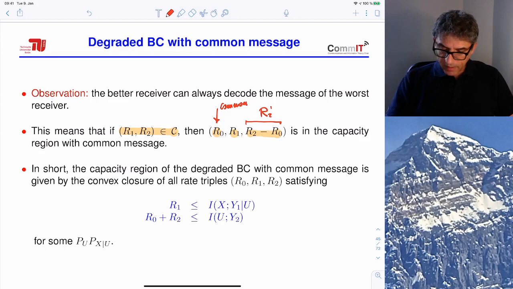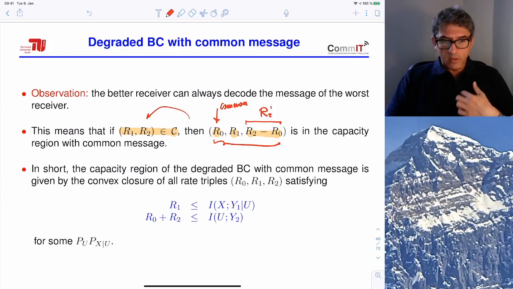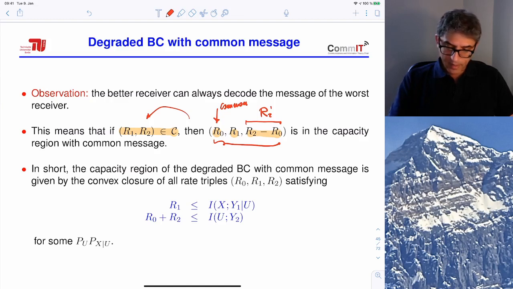In other words, any rate of this type can be mapped into a rate point of this type because, again, the common rate can be just dedicated to user 2, and at this point, user 2 can decode it because it's common, which means that in fact there is like a one-to-one map. We can take any rate pair R1, R2 from the private rate capacity region, and we can construct the common message capacity region in this case.